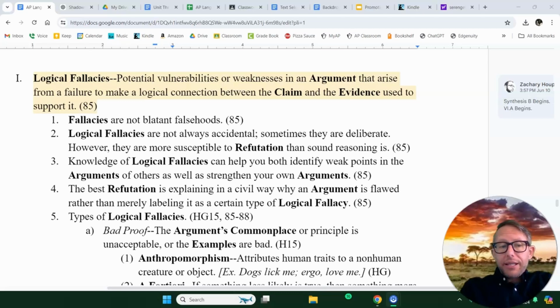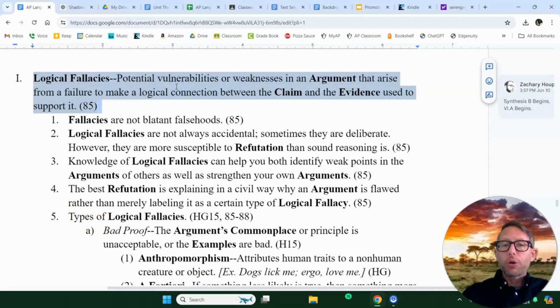So this lesson in particular starts us off by mentioning logical fallacies. This one and really the next one, we're going to be getting into things called logical fallacies and rhetorical fouls, in the hopes that we can make sure that we don't run into these same situations. And as you take a look up here at the definition that I've got, it says potential vulnerabilities or weaknesses in an argument that arise from a failure to make a logical connection between the claim and the evidence used to support it. Whew, that's a mouthful, of course, but keep in mind the most important stuff there.